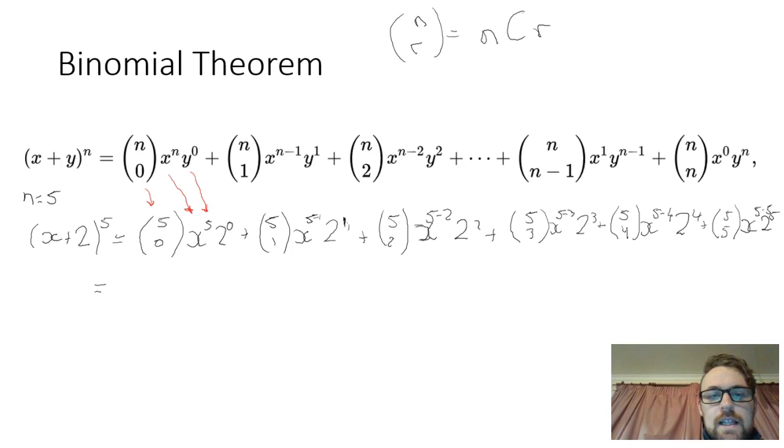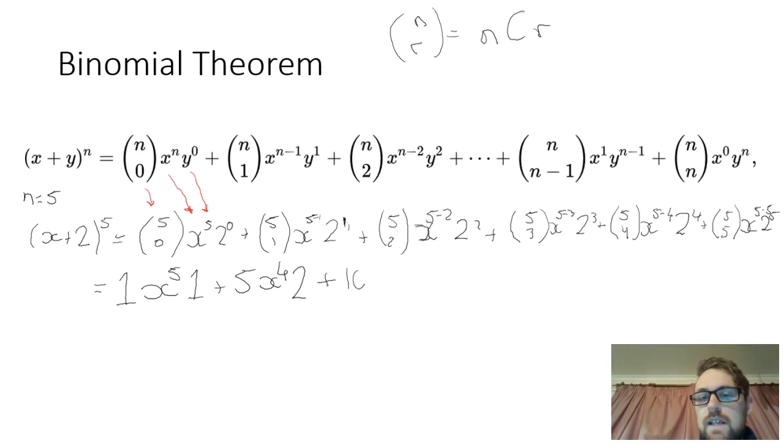But let's move on. So 5 choose 0. If you put that into your calculator, you'll get 1. These are always going to be 1 and 1 on either end, but never mind about that. So x to the power of 5, that doesn't change, and 2 to the power of 0 equals 1. Plus 5 choose 1 equals 5, x to the power of 5 minus 1 becomes x to the power of 4, 2 to the power of 1 becomes 2. And we keep moving on like that.